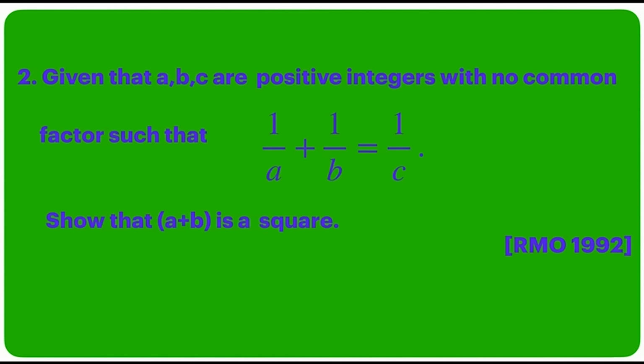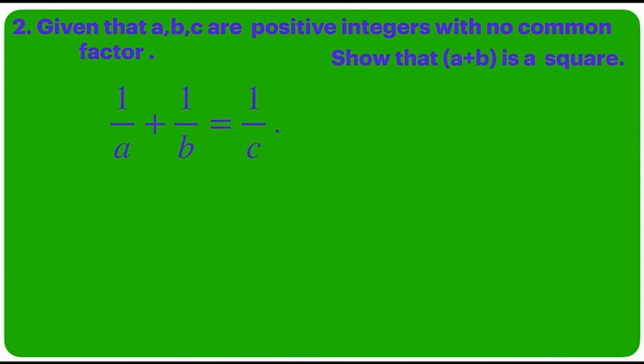So, okay, now let us tackle the challenging problem. Here, the equation is 1 by a plus 1 by b equals 1 by c. So the equation can be rewritten like this: a plus b by ab equals 1 by c, and by cross multiplication we get ab equals ca plus cb.